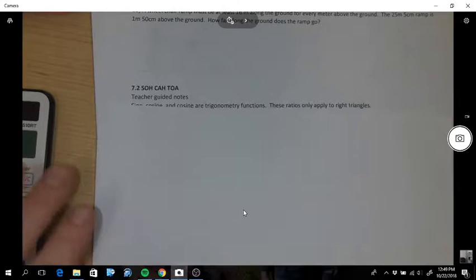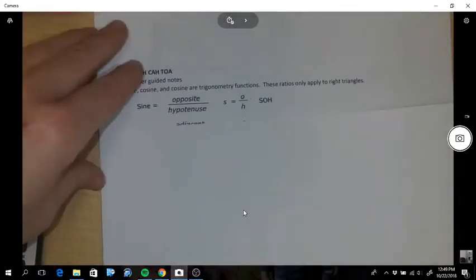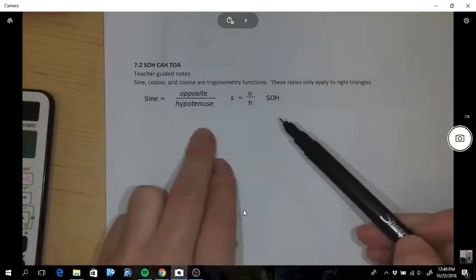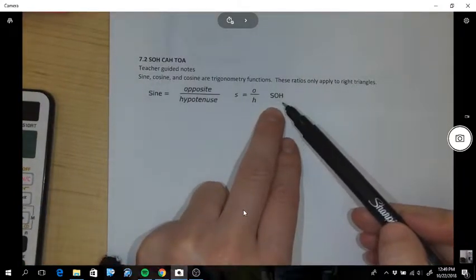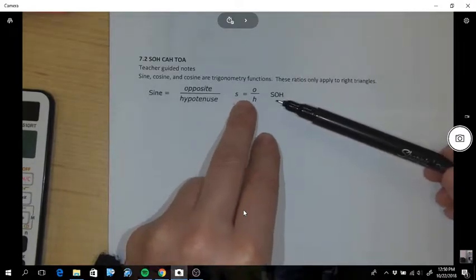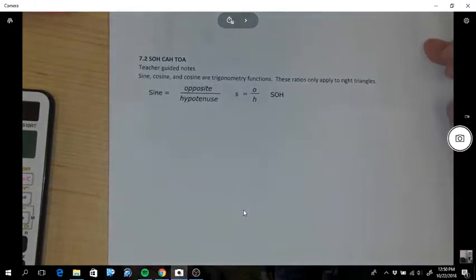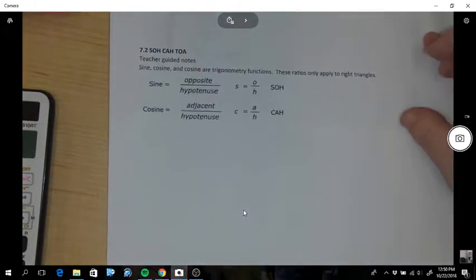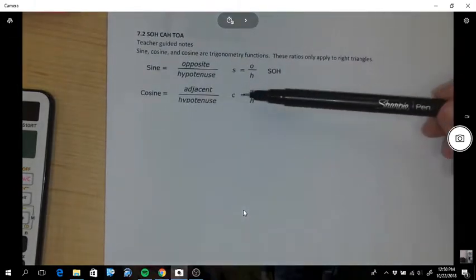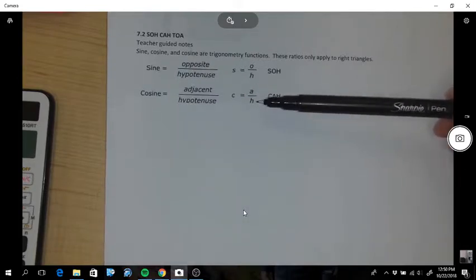Okay, today we're going to talk about SOH CAH TOA. So 7.2. Here's what SOH CAH TOA means. The SOH acronym comes from the sine of the angle is the ratio of the opposite side to the hypotenuse side. The CAH is that the cosine of an angle is the ratio of the adjacent side to the hypotenuse.